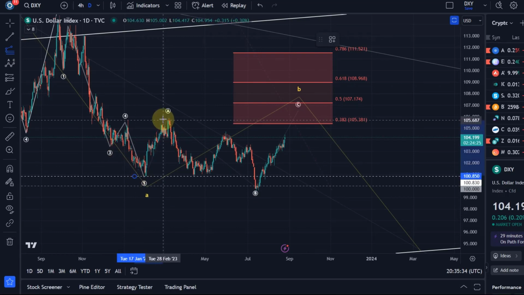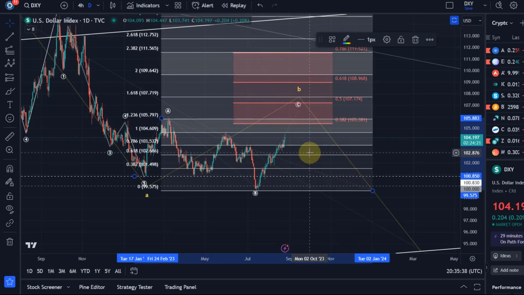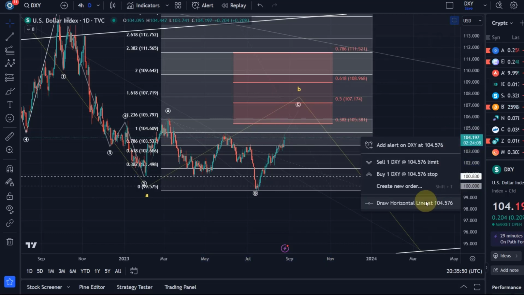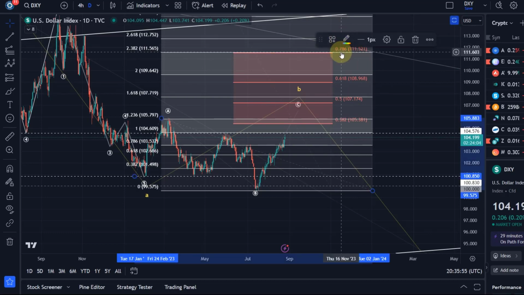If I take the length of the A wave and I go to the low of the B wave, you can see that actually the target for the C wave, the very first one, is at $104.61. We've nearly reached it already. I'm going to mark that on the chart. But technically, it could still stretch out much higher, all the way up to, if it needs to, $111.